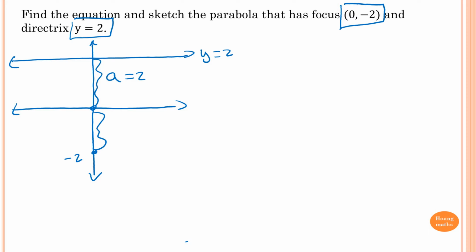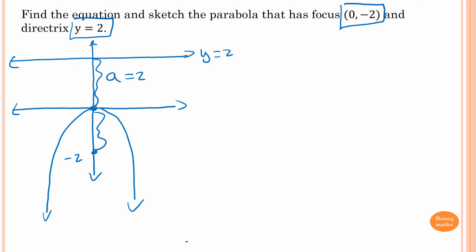So remember the focus point is always inside the parabola, and the directrix is always opposite of the vertex, outside the parabola if you like. So this is the sketch. So it's an upside down parabola.